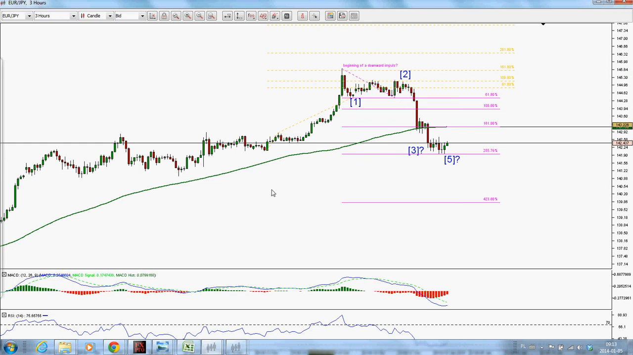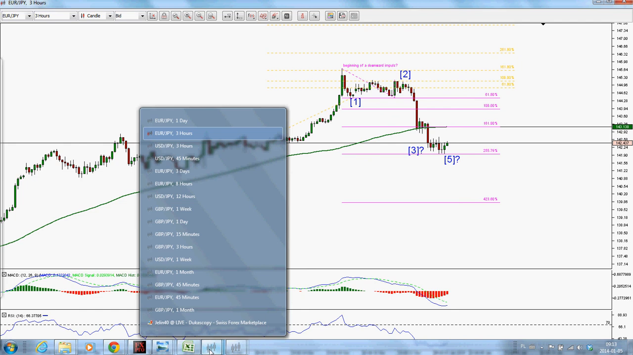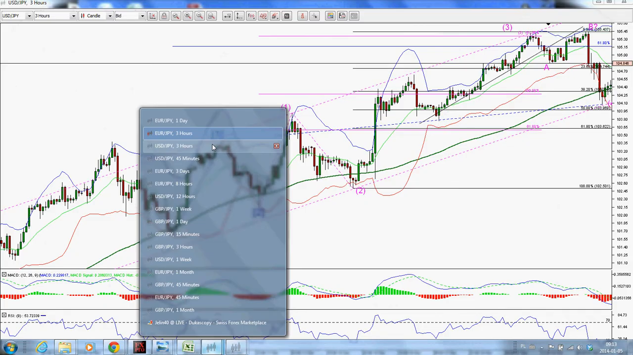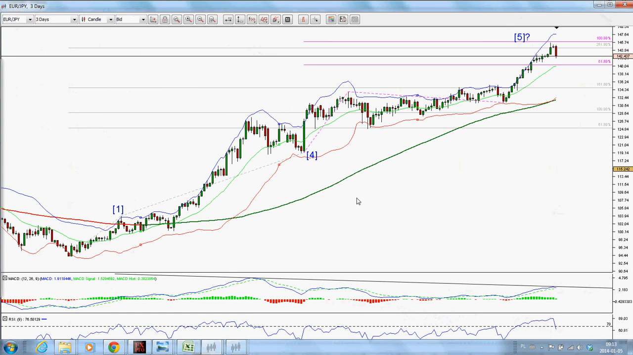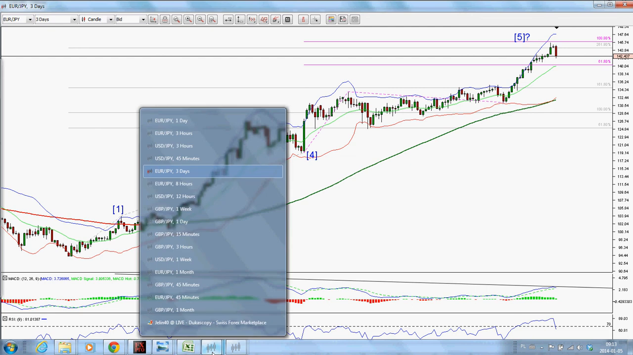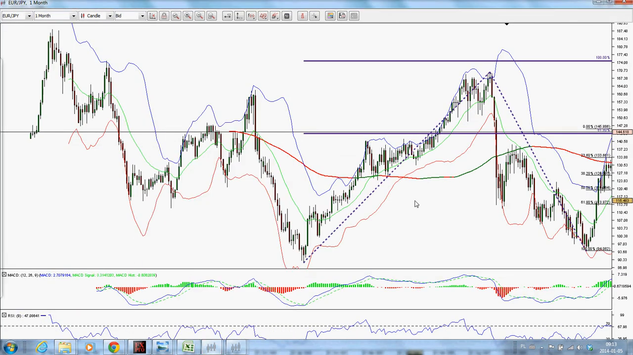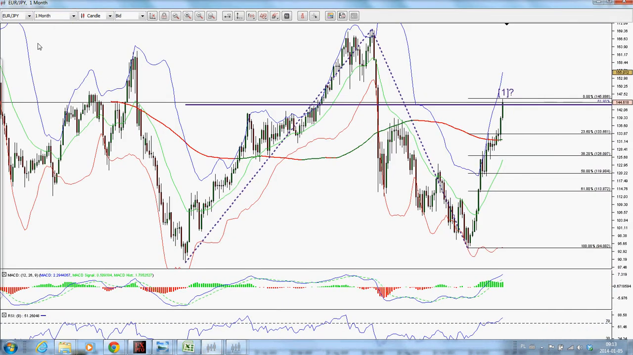Now, what is now important? It looks like we have a development of a 5-wave development to the upside. If it's right, yeah? This could mean that we have a first wave on the monthly chart to the upside.